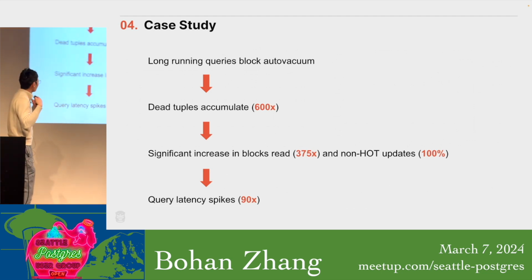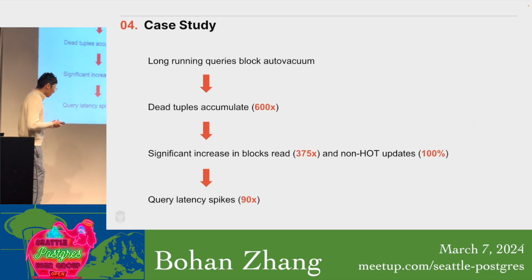So finally, we found that there were some long-running queries that blocked auto vacuum on March 22nd, and then the dead tuples accumulated. The number of dead tuples increased by 600 times, and led to a significant increase in block reads, which increased 375 times, and the non-HOT updates also increased. So during the spike, all of the updates are not HOT updates, which means the HOT optimization cannot be applied to those updates. The updates become more and more expensive. And this is the cause of the spike, right? A 90 times increase in P99 latency.